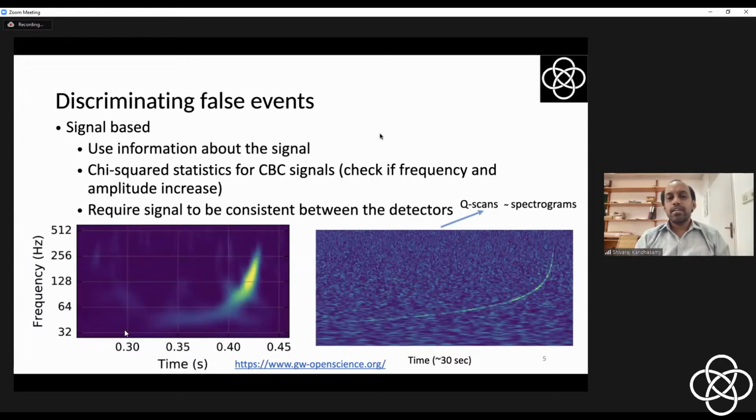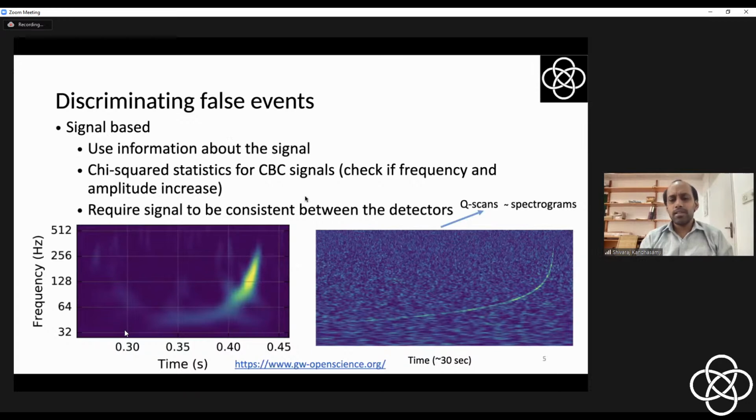So how do we differentiate those signals or those events from actual true gravitational signals? There are many ways to go about it. In this slide, I talk about something that we use based on the signal model. If we know information about the signal, then we can use that to differentiate between the actual signal and what we get from random fluctuations.